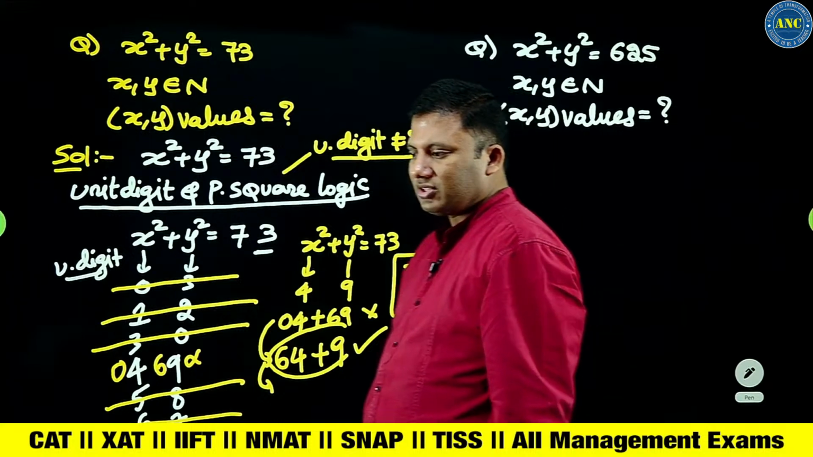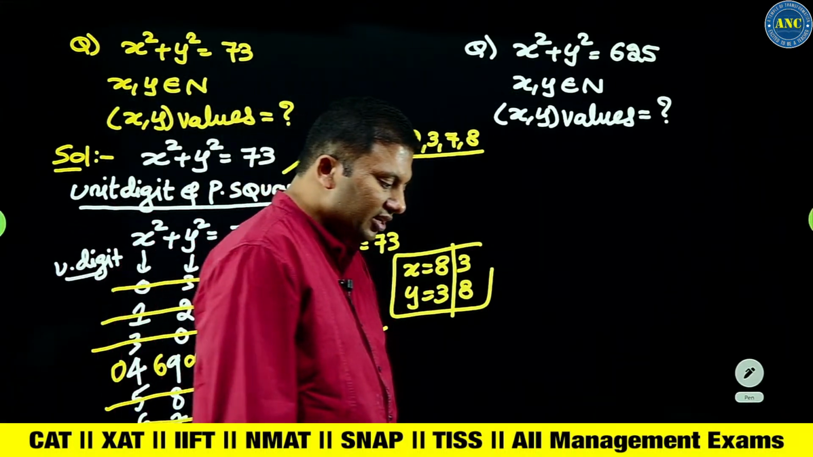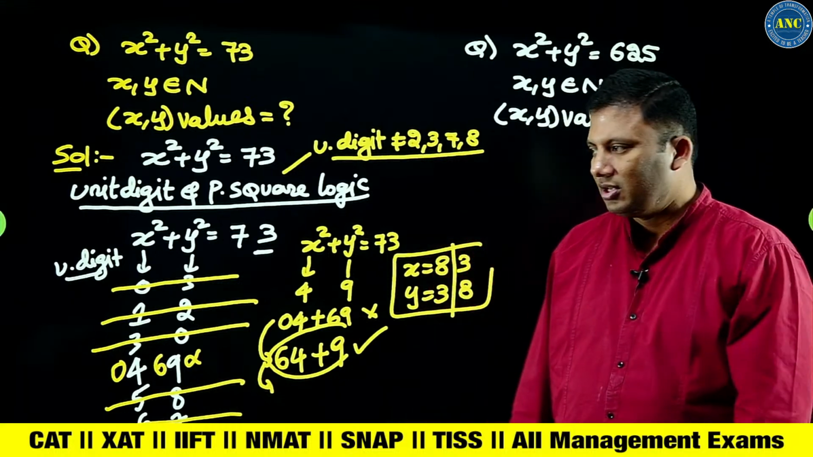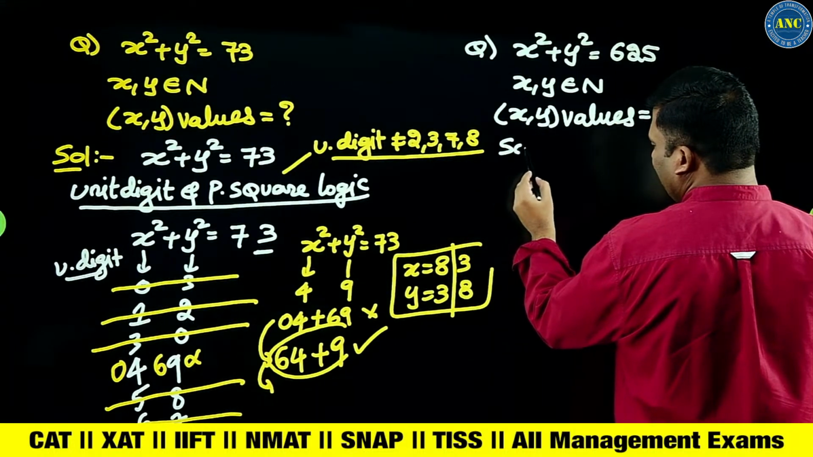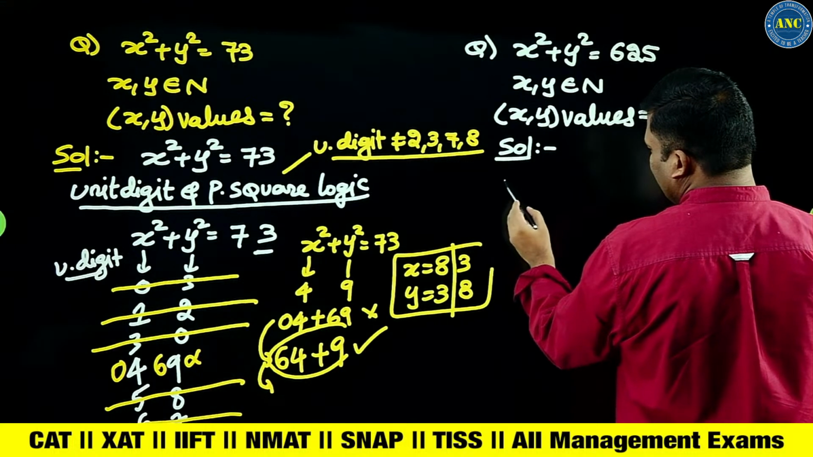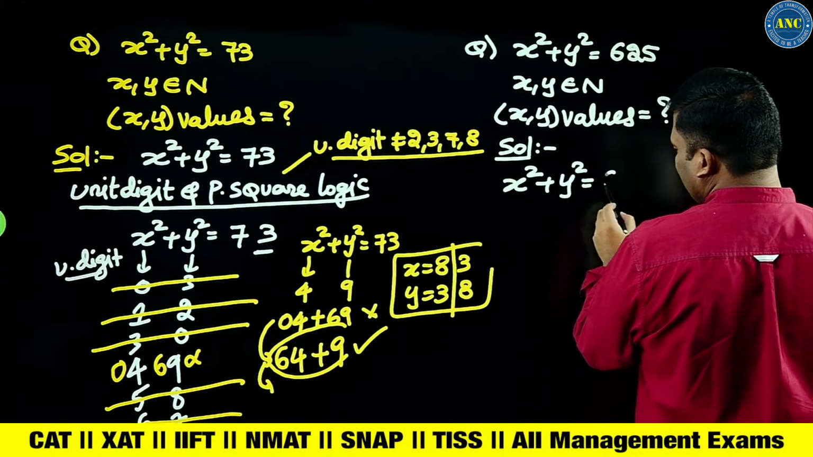X square plus y square is equivalent to 625. X and y are natural numbers. How many values of x and y will satisfy? Same approach, sir. X square plus y square is equivalent to 625.